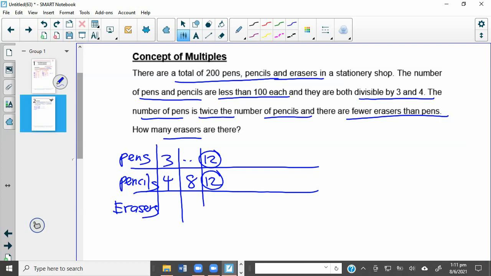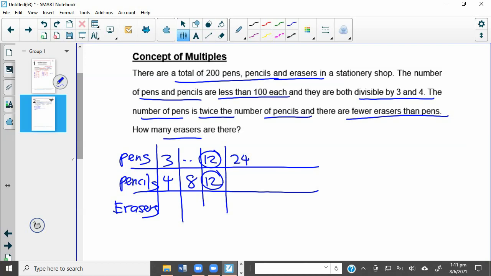Okay, and then you keep going, right? So you can see that the pens is twice the pencil. So 12 and 12 is not twice as many. So what do we do? Okay, then you may want to, pens is twice the pencil, so you times 2 to get 24, right? 24 pens and 12 pencils.